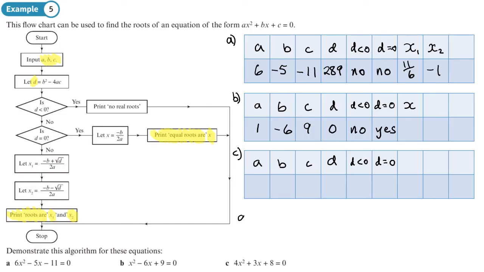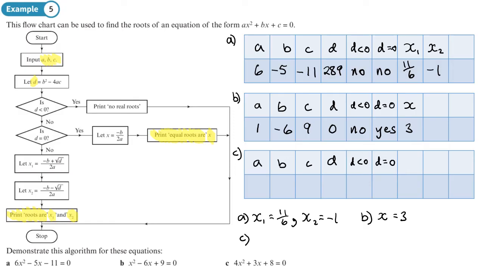And I suppose we should write down all our results here. So for A, it's x1 equals 11 over 6, x2 equals -1. Then for B, we do this calculation, so x is -b over 2a. So that's minus -6 over 2 times 1, 2. So 6 divided by 2 is going to be 3. So for B, the output is just 3.